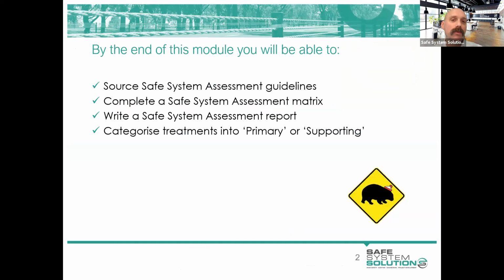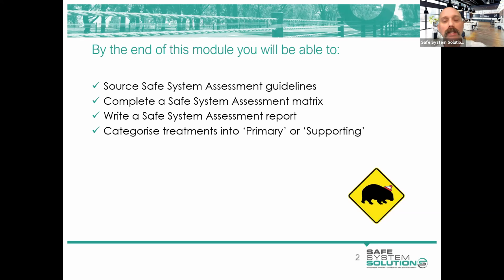By the end of this module, we're hoping that you can source the guidelines for safe system assessment. If there's anything you haven't got your head around, you can read the guidelines as well, so I'll point you at those. You'll also learn how to complete the safe system assessment matrix, which is the meat of a safe system assessment. You're all fairly primed for that, having gone through the previous assignment categorizing things into exposure, likelihood, and severity.